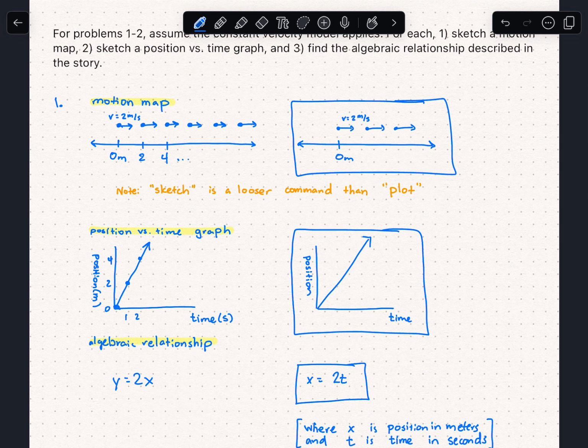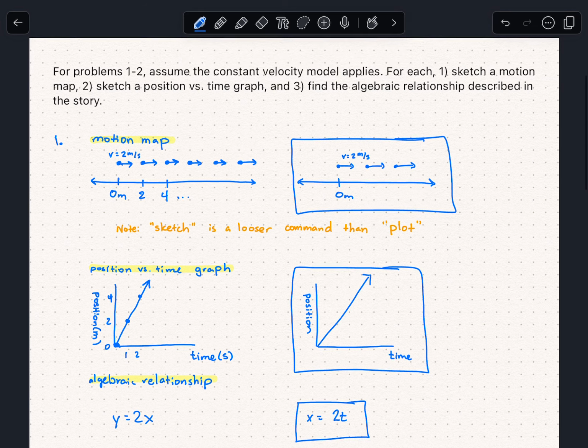I've presented two versions of a motion map. One is more detailed on the left than the other on the right. Now, depending on the instructions you're given, either motion map could be the right way. In this case, I've specifically asked you to sketch a motion map.